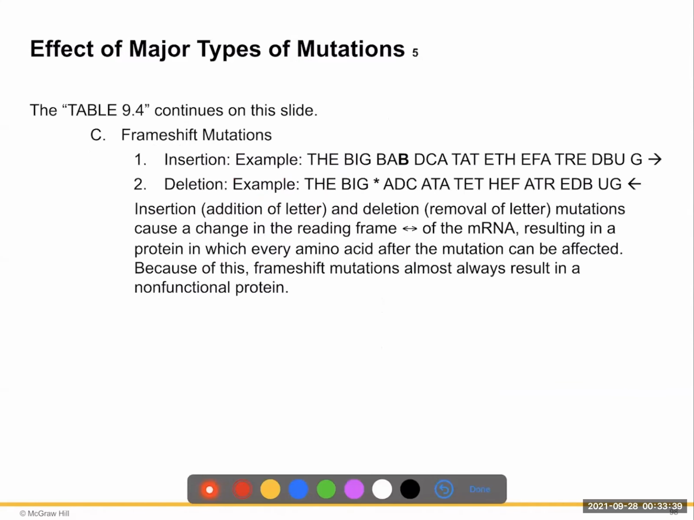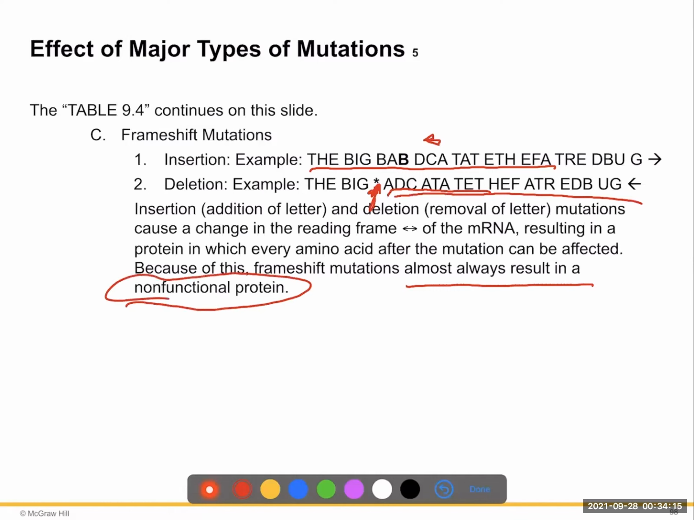Okay. Frame shift mutations. These are really bad. You start to read all that across, and then it shifts by a deletion here, and all these ones are shifted one to the left. So the original codons are not the same. This could be an addition of a letter or deletion of one. It shifts your reading frame. In the resulting protein, every amino acid after the mutation can be affected. It almost always results in a non-functional protein, just like a stop codon.